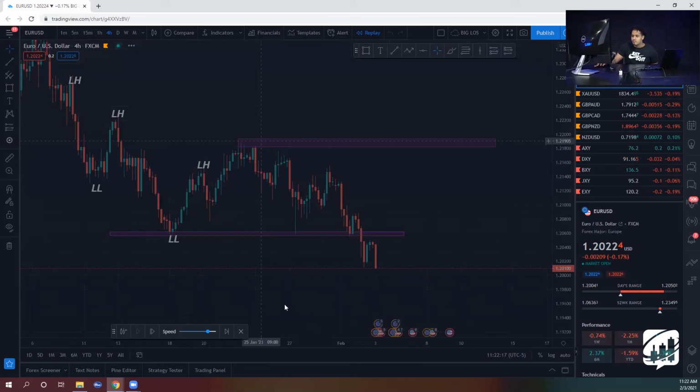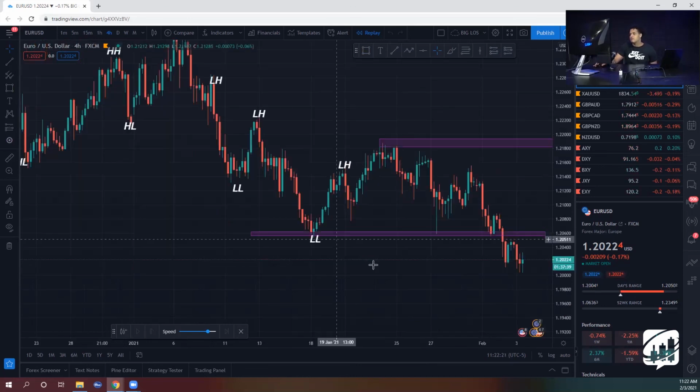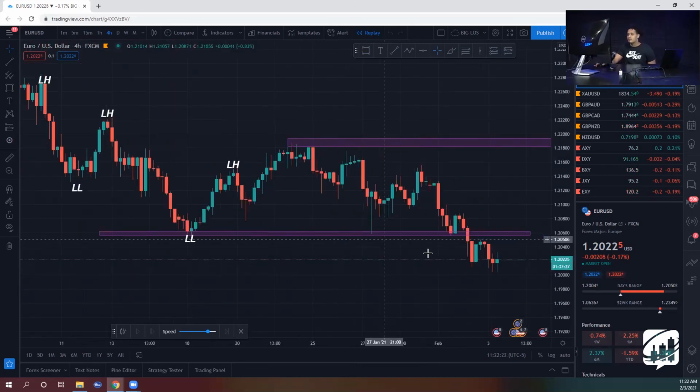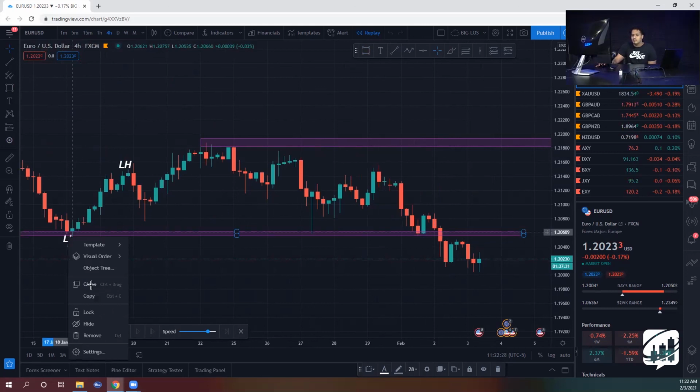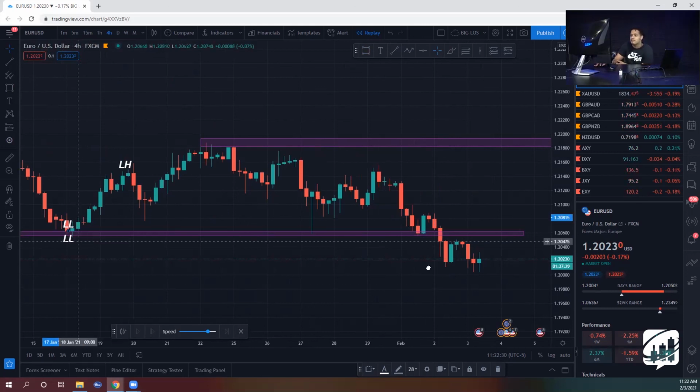Okay, boom. Okay, so this is where it's at right now, current point in time. So you see, we get the break of the lower low finally, right? Giving us confirmation that it's going to continue this downtrend. And you get the pullback for the retest of the lower low.